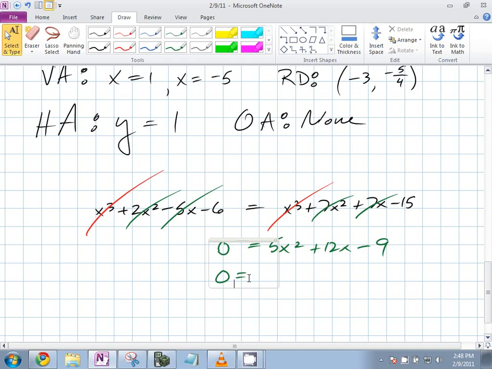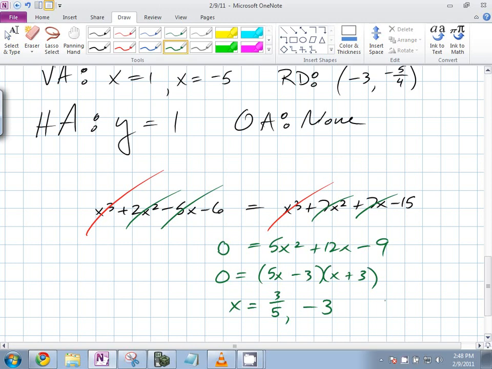This is nicely factorable, I'll tell you that. Can someone tell me what it is? 5x minus 3 and x plus 3. Yeah, there you go. So what does x equal? 3/5 or negative 3.